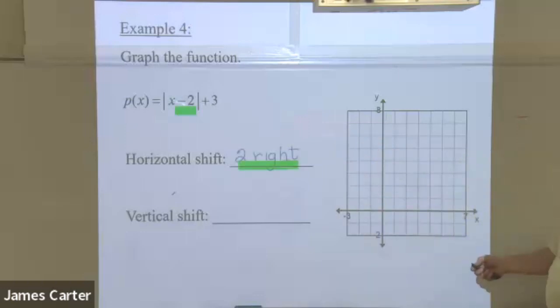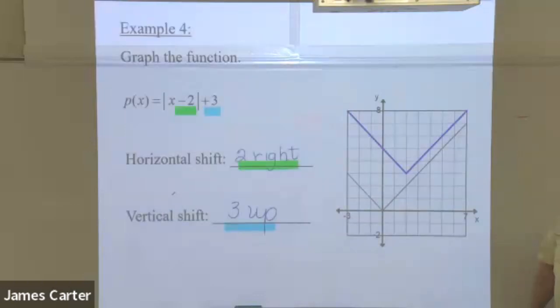So this is going to take us 2 to the right, opposite of sign, and 3 up. Whoops, too fast. Too slow. There you go.